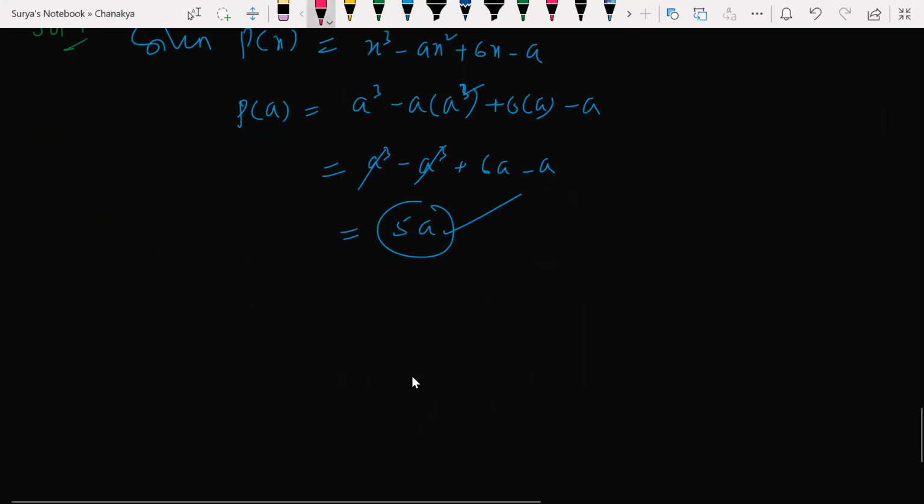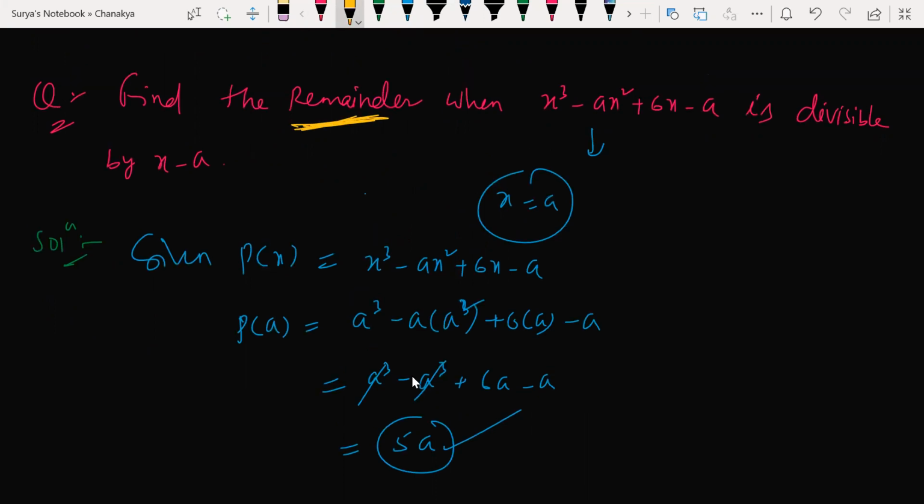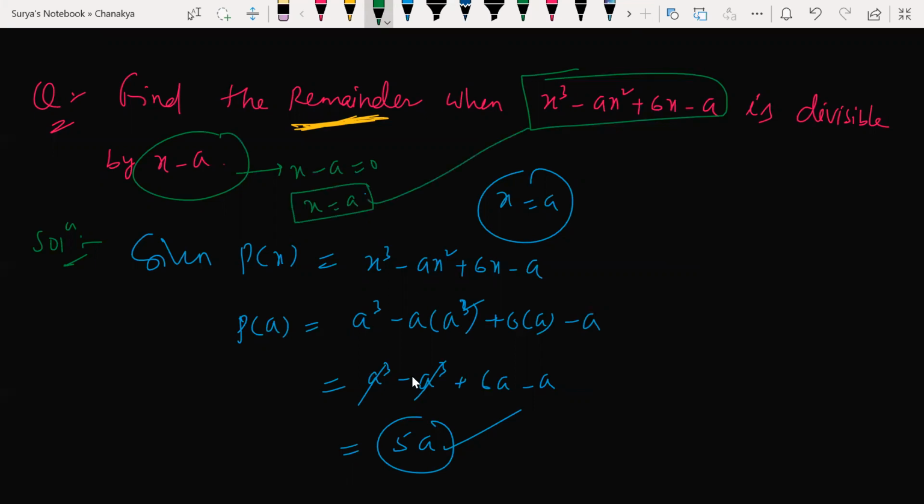Guys, are you getting confident? Yes. Once again, sir, can you explain it again? See, beta, by using the remainder theorem, we need to find the remainder. For finding the remainder of any polynomial, we have to use the remainder theorem. This is a polynomial given to you, divisible by this one. I have to make x minus a equal to 0. So x is equal to a. I'll substitute this x value in the given polynomial, and I'll get 5a. Very simple.